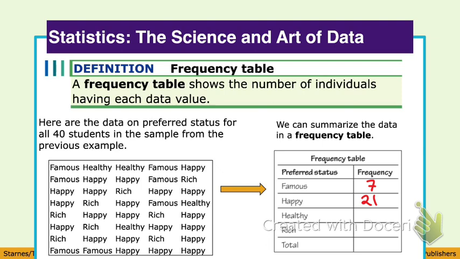Healthy. How many of them said they wanted to be healthy? 4. Very good. And rich. How many said they wanted to be rich? 8. Very good. Anybody know what would happen if I added those numbers up? 40. Why would I get 40? Because there were 40 values. Do those add up to 40? Yes, they do. Very good.